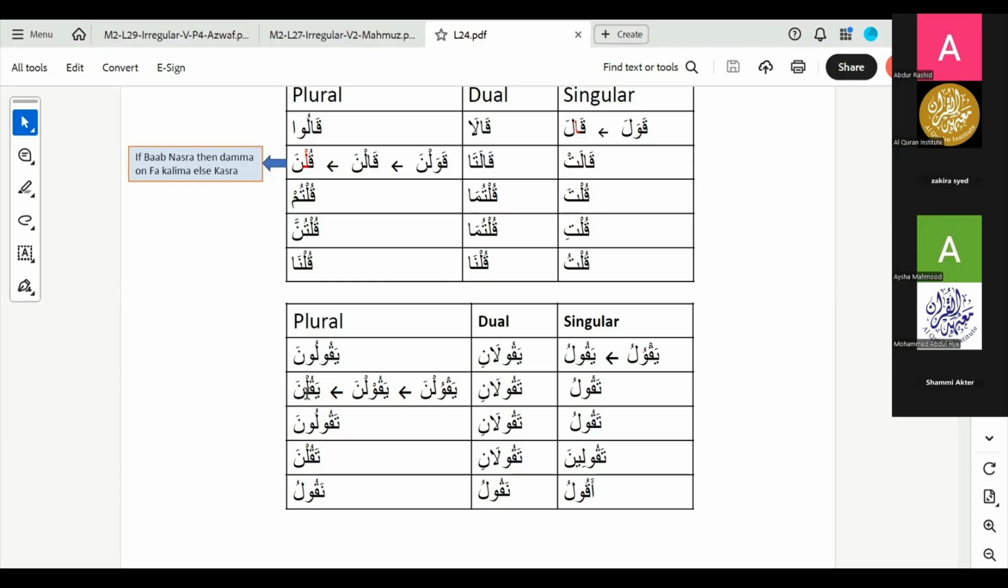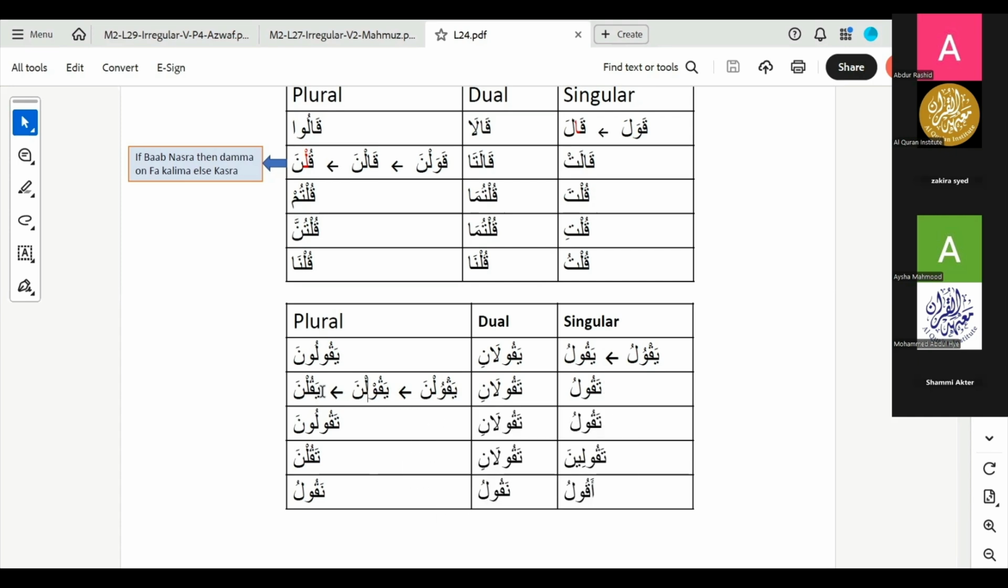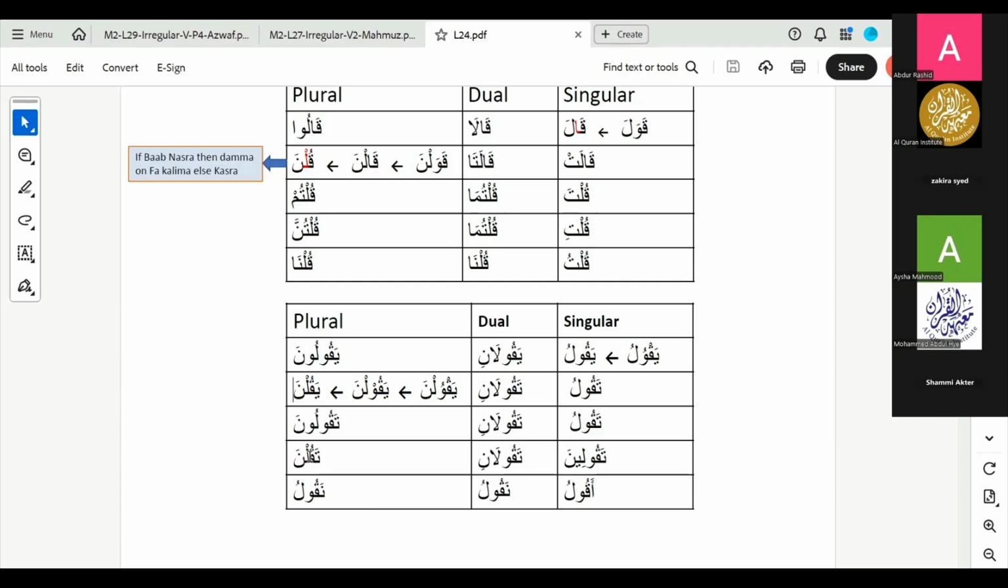Here changes happen again because here two sukuns we will get. So the weak letter of the verb gets dropped. Then it becomes yaqulna. Again, taqulu, taqulani, taquluna, taqulina, taqulani. The same changes happen here for taqulna. Then aqulu, naqulu.